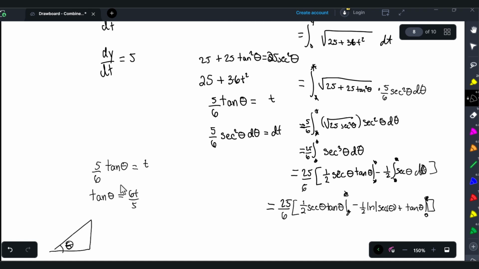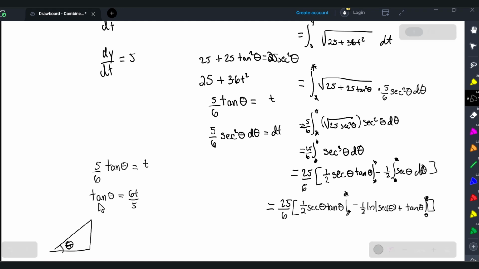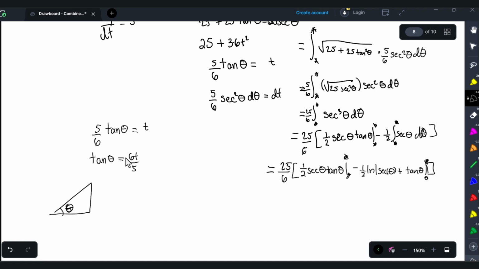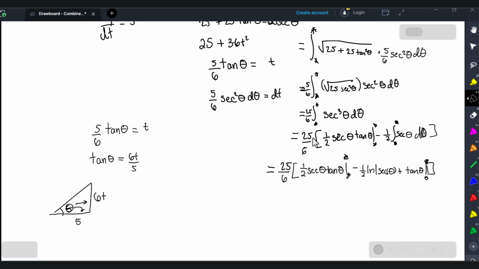To take this equation and rewrite it as a ratio, so you can use the right triangle rule to convert, that is, you have tangent theta equals 6t over 5. Using the right triangle definition of tangent, the numerator of the fraction is the side opposite of the angle, and the denominator is the side adjacent. Because it's a right triangle, we can find the hypotenuse by taking the sum of squares and taking the square root.